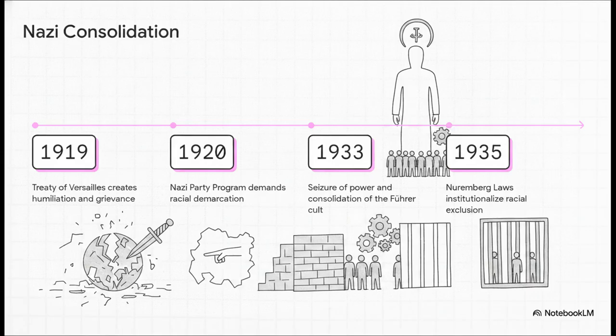By the 1920 Nazi Party program, they're actively cultivating the stab-in-the-back betrayal myth and demanding a racially defined rebirth. Fast forward to 1933, they seize power and consolidate everything around the Führer cult. Then, boom, 1935, the Nuremberg laws lock that myth into rigid institutional exclusion. You can literally watch those broad, messy social symptoms harden into that strict, minimal core.